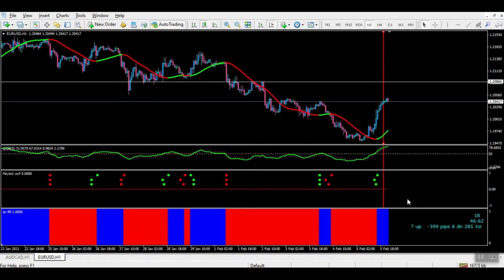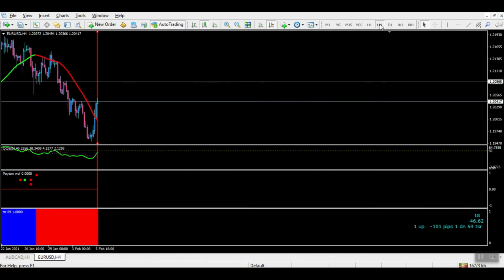Just give me a couple seconds here. What if I had sold on those ups instead of buying? Wouldn't I have made roughly 399 pips? Isn't 399 pips more than 285? You can see it better. Let me go back to the 4-hour.